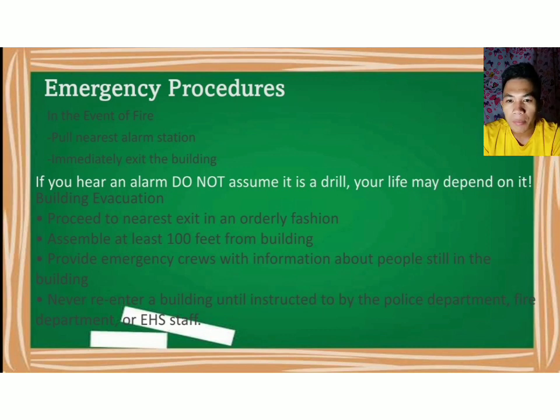So, emergency procedures. In the event of fire, these are the procedures: pull the nearest alarm station and immediately exit the building. Yes, this is really important to do in the workplace when there are uncertain events, right? We should quickly go to the building exit. So, if you hear an alarm, do not assume it is a drill. Yes, your life may depend on it.